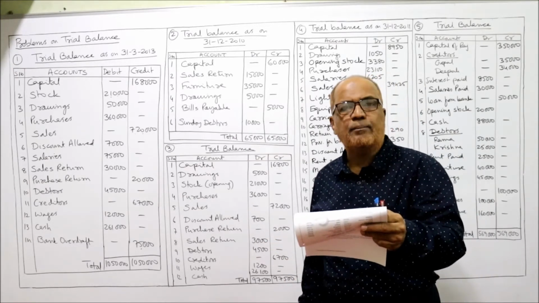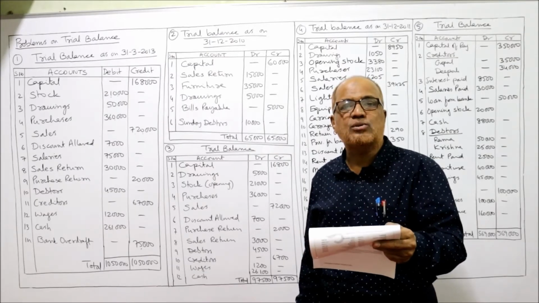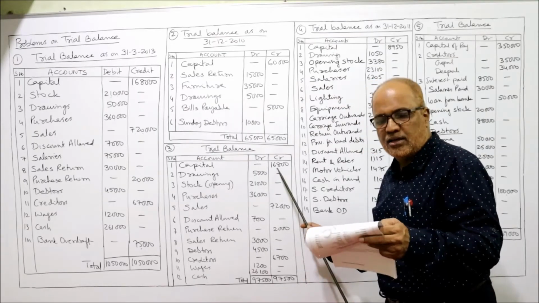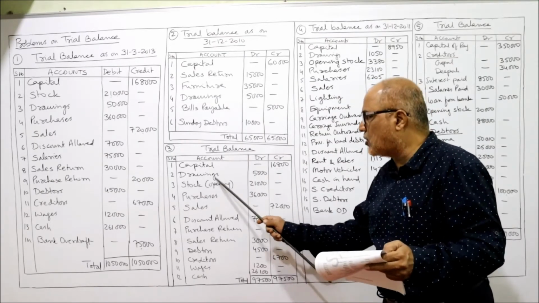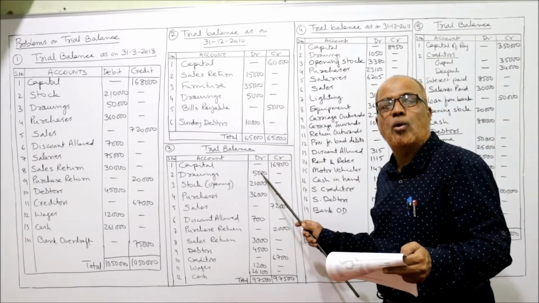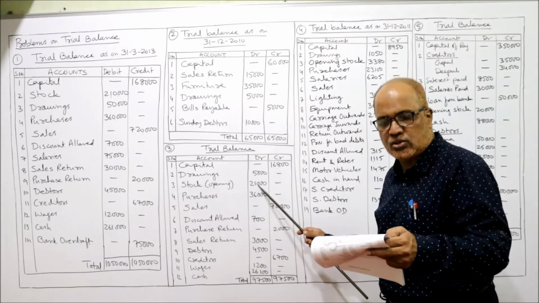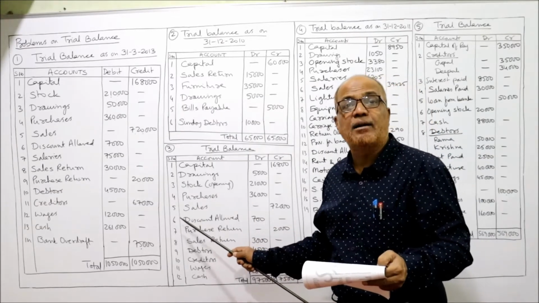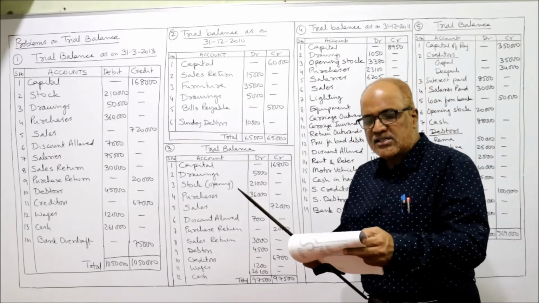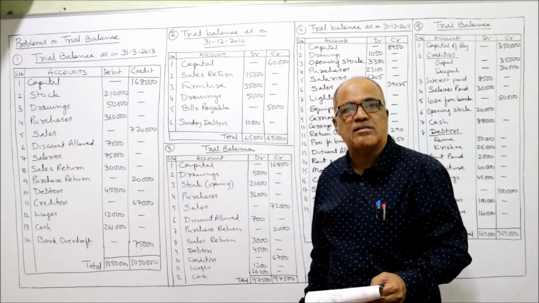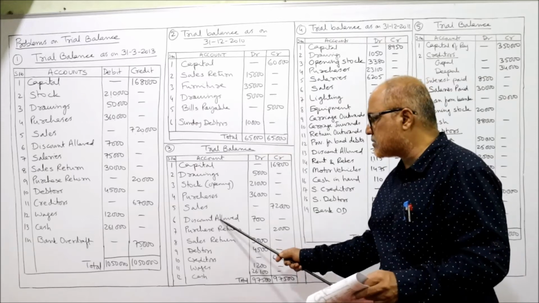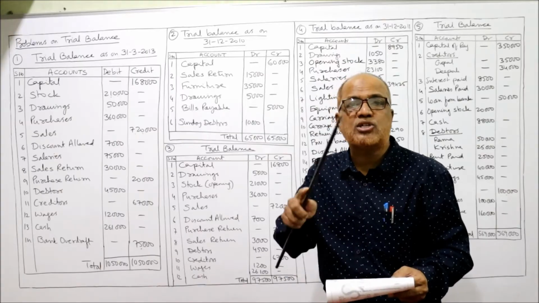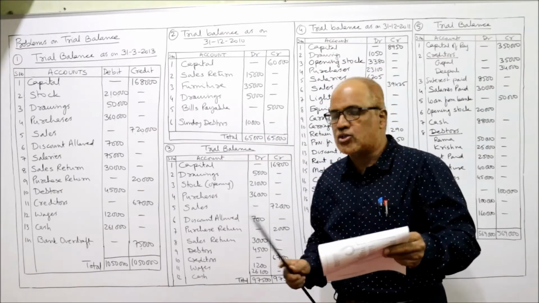Prepare trial balance from the following balances. Capital 16,800, credit balance. Drawings, debit balance 5,000. Opening stock, debit balance 21,000. Purchases, debit balance 36,000. Sales, credit balance 72,000. Discount allowed is an expense, a loss, debit balance 700. Purchase return, credit balance. Purchases will show debit, purchase return credit balance 2,000.